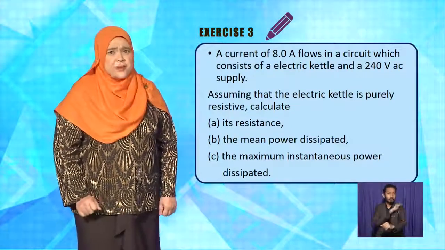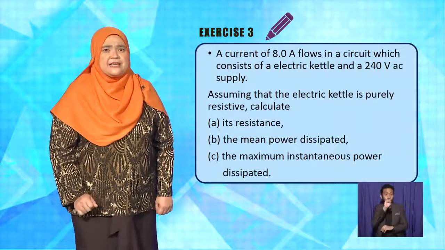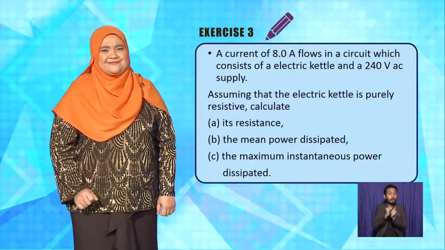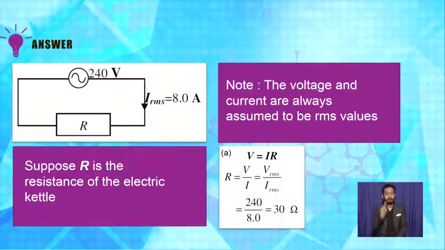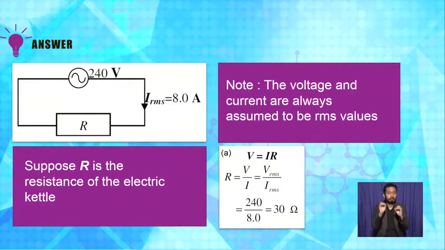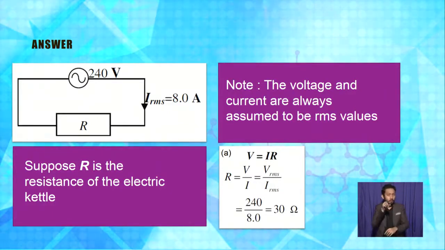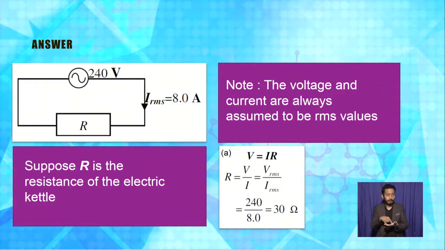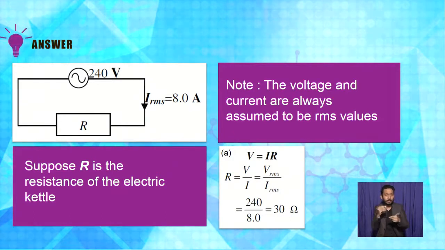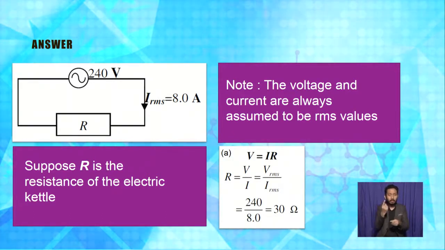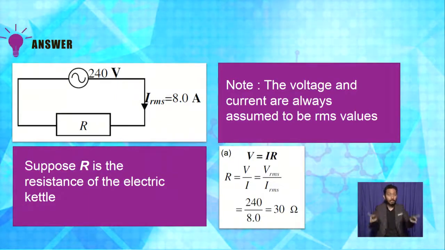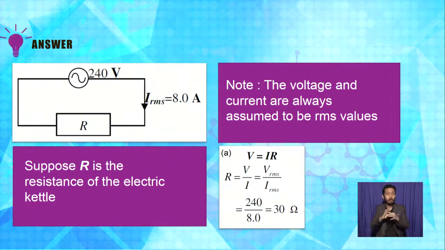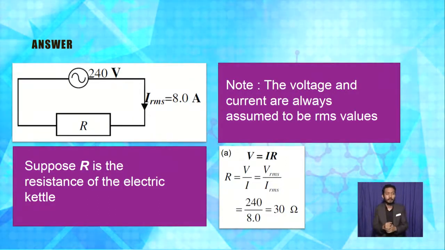To answer these questions, we must apply the formula of an alternating current through a resistor. For this question, there is no circuit given. Student can try to draw the circuit as shown to answer this question. Note that the voltage and current supply are always assumed to be RMS values. Suppose R is the resistance of the electric kettle. From Ohm's law, V equals IR. So, the resistance is 30 ohms.